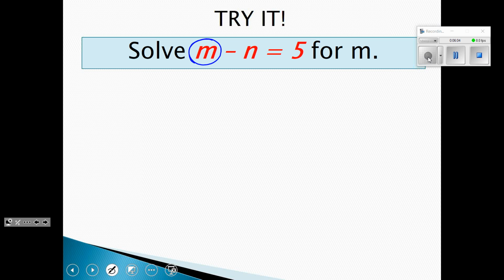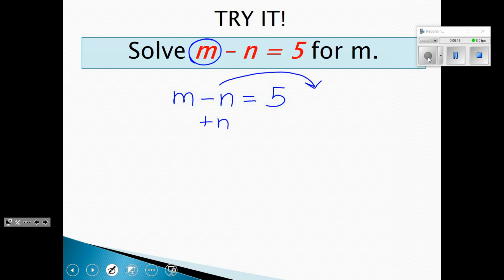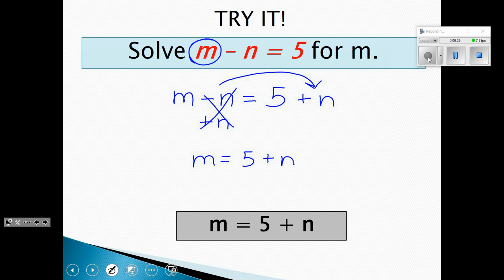So to get m by itself, I'm going to rewrite the problem. I have to move the n to the other side. It is a negative n, so we are going to do a positive n on both sides. And we are done. That was only a one-step equation. So m equals 5 plus n, or according to the commutative property, you could flip that and say m equals n plus 5. Either way.